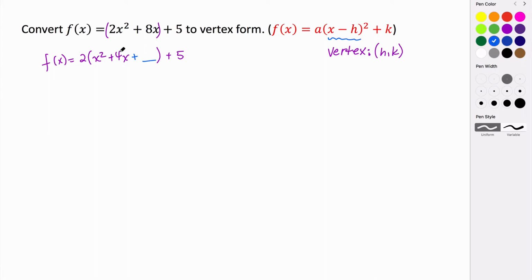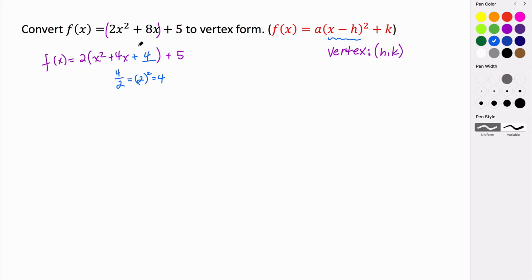So to complete the square, we take our middle term divided by 2 and square it. So 4 divided by 2 is 2, and then we square that value to get 4. So we add 4 in here, and that's going to make these three terms a perfect square trinomial.